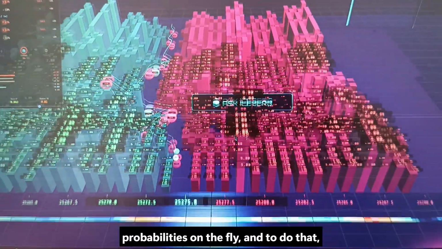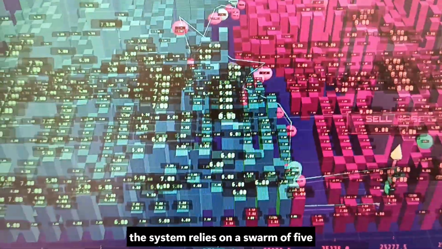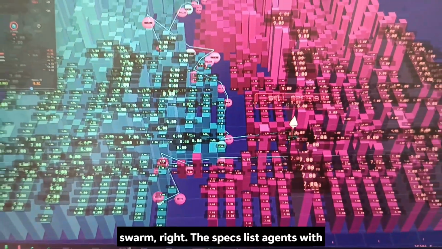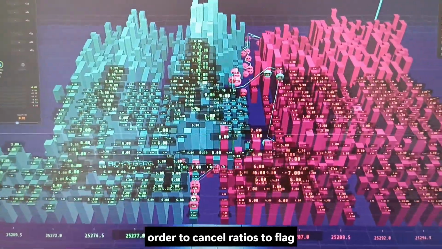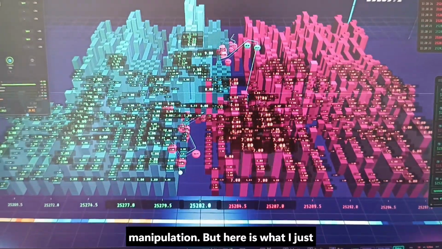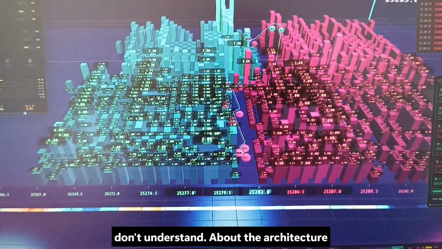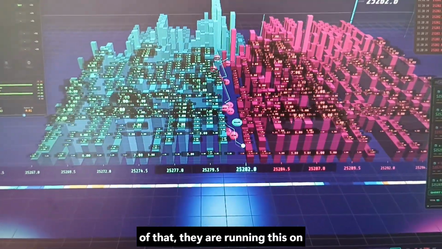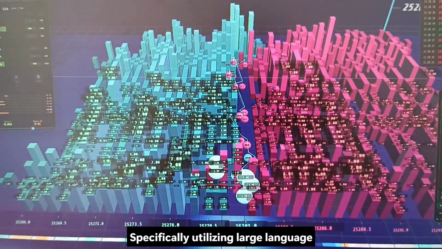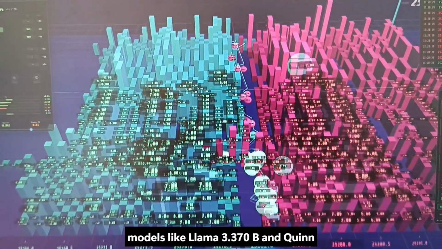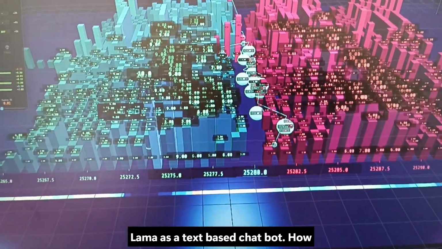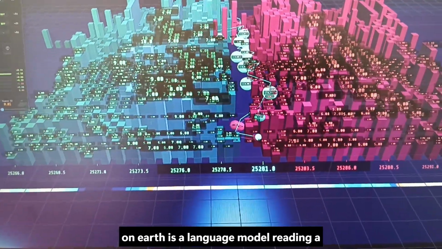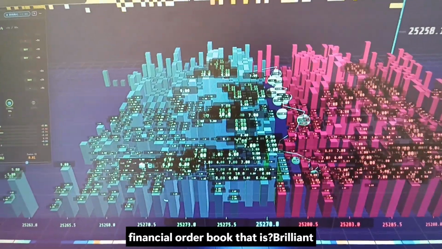And to do that, the system relies on a swarm of 5 specialist AI agents. Yes, the agent swarm. Right. The specialist agents with names like the Iceberg Assassin and the Spoof Warden. And apparently they track order-to-cancel ratios to flag manipulation. But here is what I just don't understand about the architecture. They are running this on Cerebras AI infrastructure, right? Mhm. Specifically utilizing large language models like Llama 3.3 70B and Qwen 3 235B. Yeah, huge models. Right. But I know Llama as a text-based chatbot. How on earth is a language model reading a financial order book?